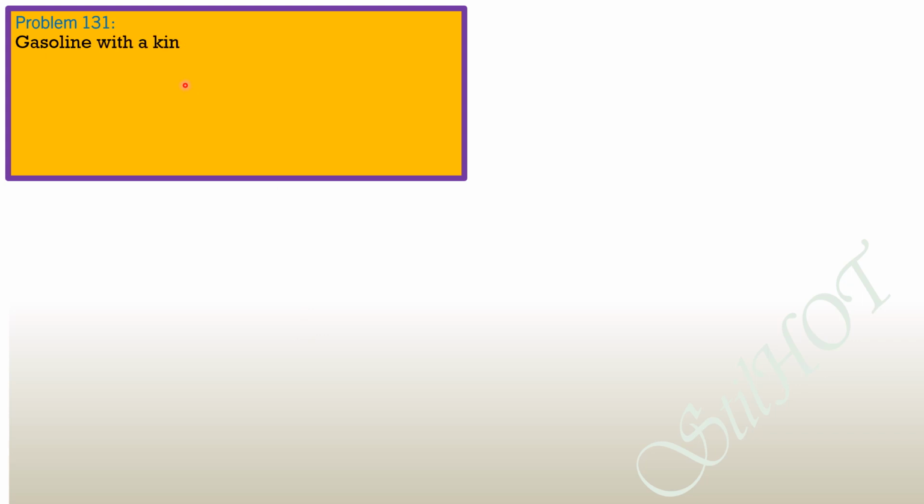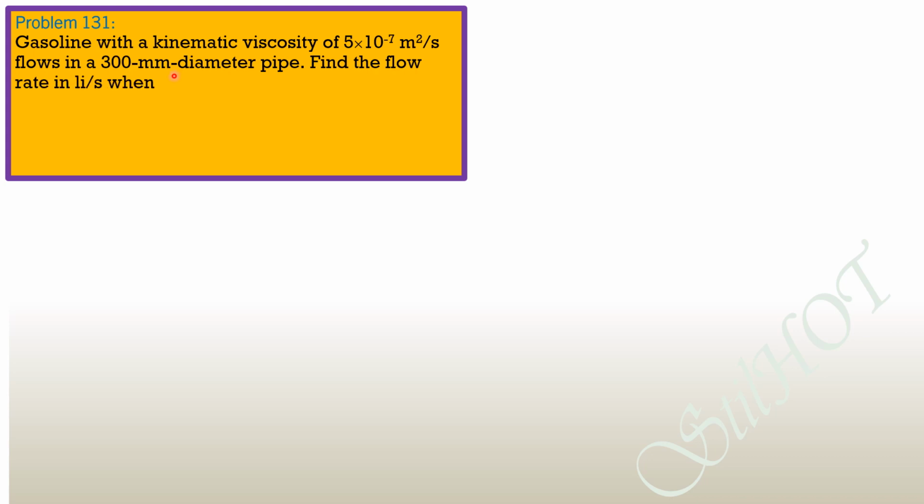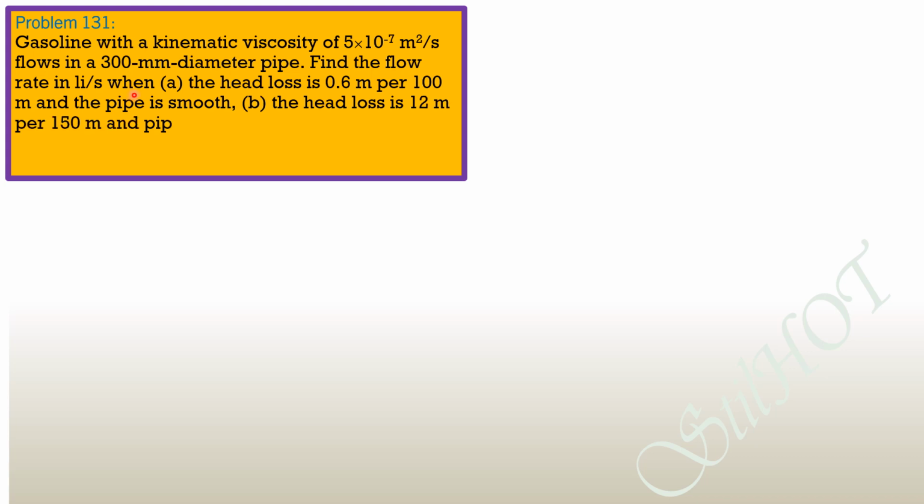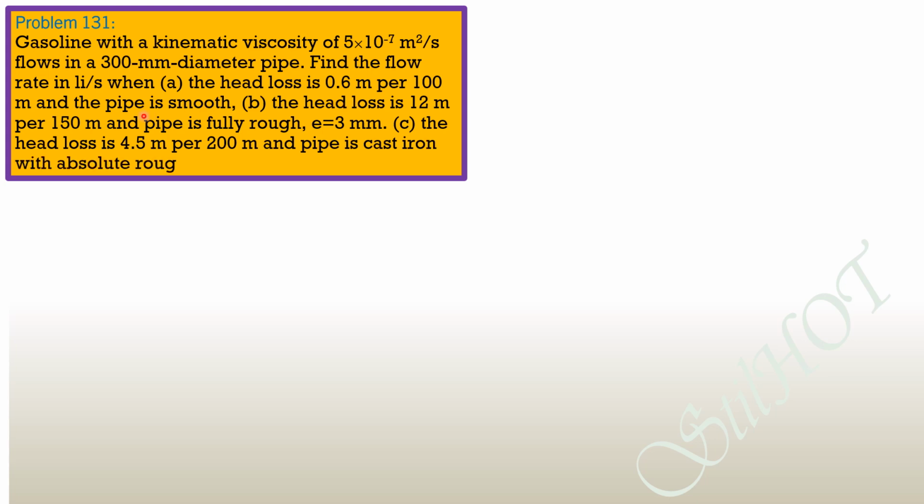Problem 131, gasoline with a kinematic viscosity of 5 times 10 to the negative 7 square meter per second flows in a 300 millimeter diameter pipe. Find the flow rate in liters per second when part A, the head loss is 0.6 meter per 100 meters and the pipe is smooth. B, the head loss is 12 meters per 150 meters and the pipe is fully rough with absolute roughness of 3 mm. And part C, the head loss is 4.5 meters per 200 meters and the pipe is cast iron with absolute roughness of 0.26 mm.